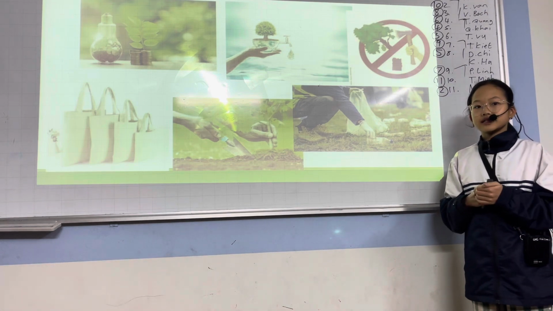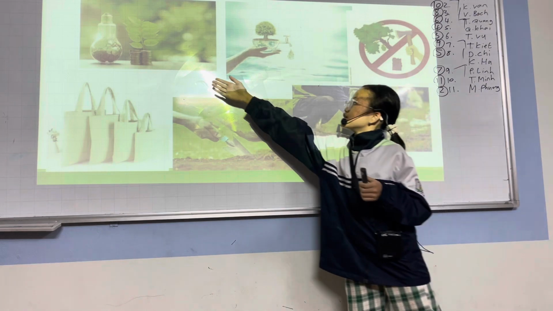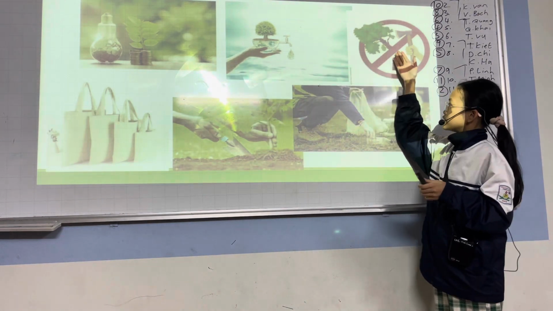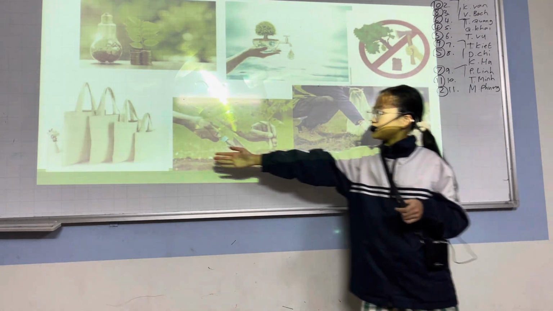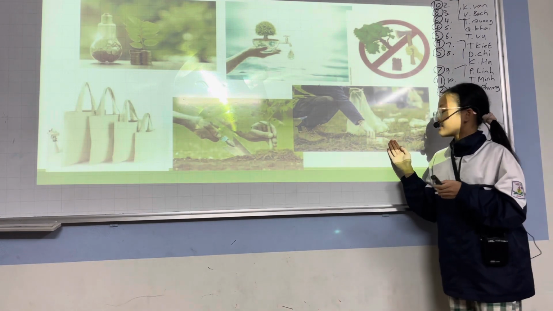There are a lot of things we can do to protect the environment, like save energy, save water, don't cut trees, use cotton bags, plant trees and pick up rubbish.